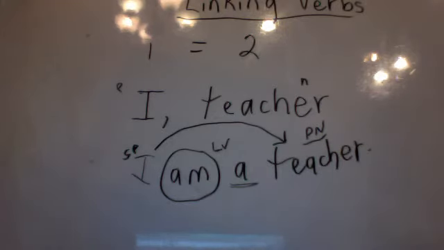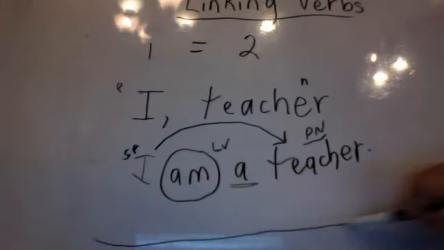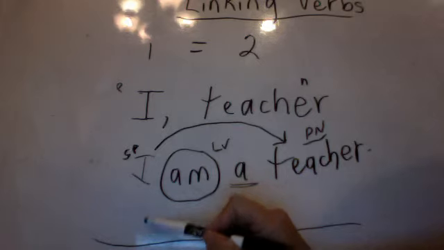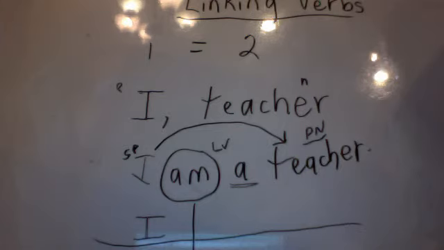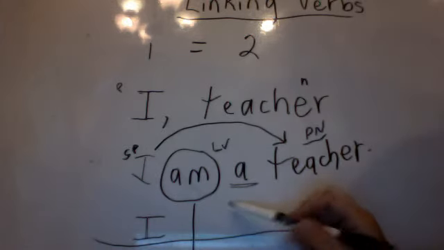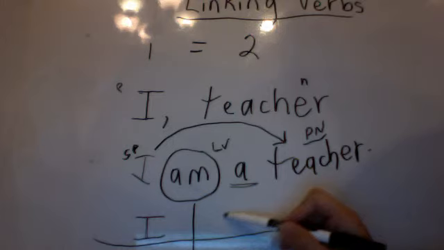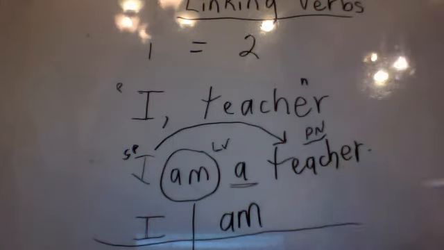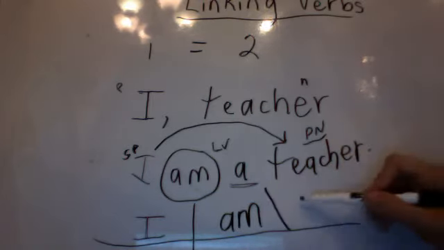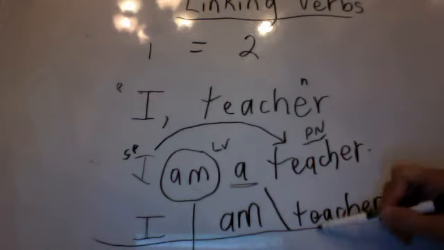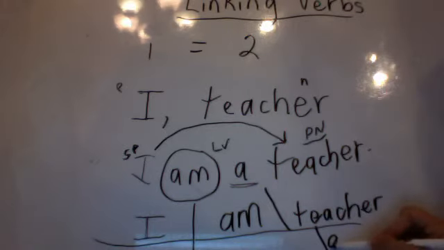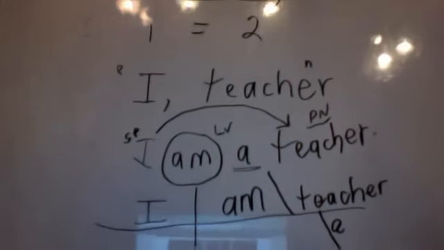It's modifying teacher. So when I'm going to diagram this sentence, I draw my line. Trying to see if you guys can see that. The subject is I. Here's my subject verb line. Subject verb, I am. Am is my verb. It's my linking verb. Then I'll make a diagonal line here and write out teacher. I am teacher. And A is my article adjective, and it's modifying teacher, so it goes underneath like that. I'm hoping you can see that.